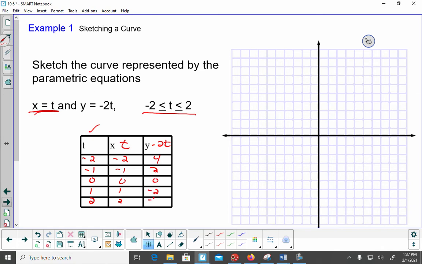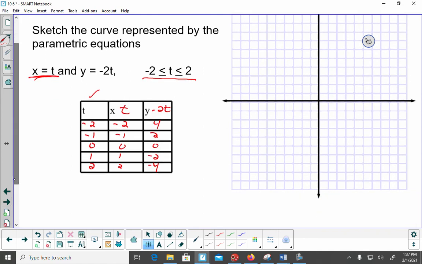2 and 4. Now when I go to graph, this is graphing a typical xy pattern. So I'm going to do negative 2, 4. And it's important that I remember the order that I'm going in. Negative 1, 2. 0, 0. 1, negative 2, and 2, negative 4. So I have this graph that goes like this.